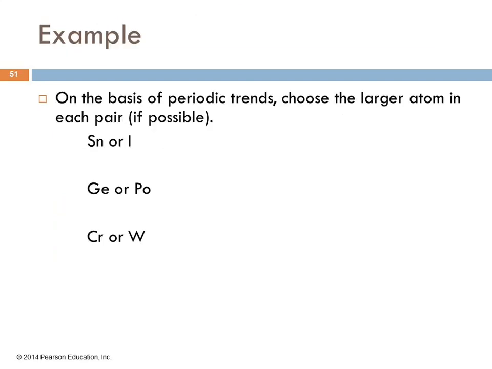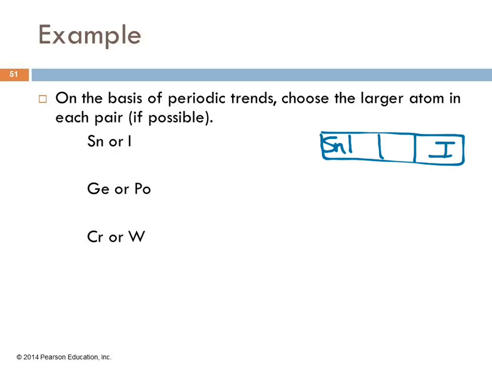Okay, so what do you need to be able to do? Something like this. On the basis of periodic trends, choose the larger atom in each pair, if possible. So if we look at tin and iodine, we need to find their relative position on the periodic table. And it would really be helpful to actually have a periodic table here. But we find that here's iodine and here's tin. They're in the same period. They're in period 5 in the periodic table.